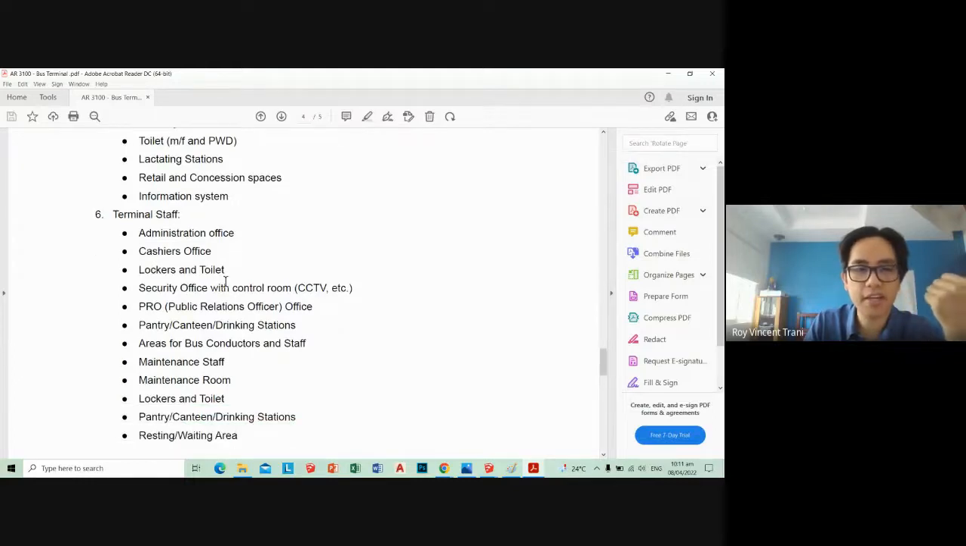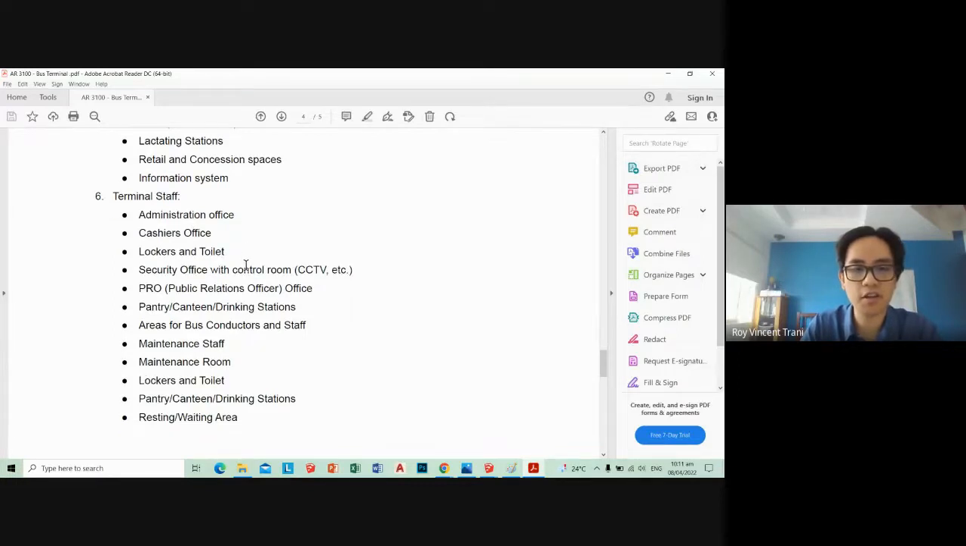So terminal staff, they need an admin office, similar to a hotel. The admin office handles the whole operation. Basically the manager or the head of the bus terminal is using this office. Cashier's office, they handle the money. Lockers with toilets, so staff need to change into their uniforms. Currently in the Philippines, I don't think we really have some kind of uniform system.